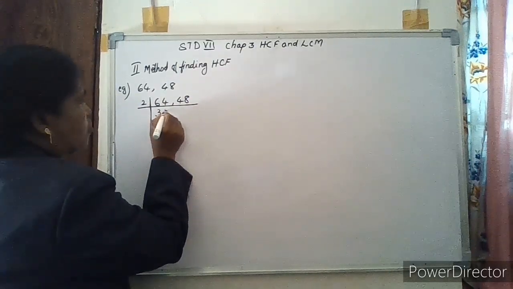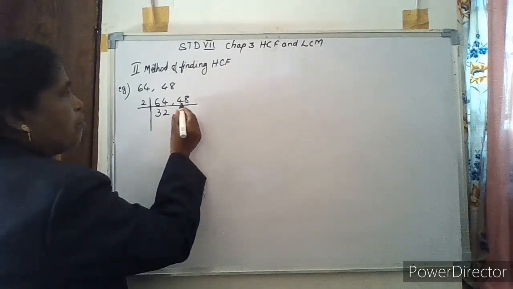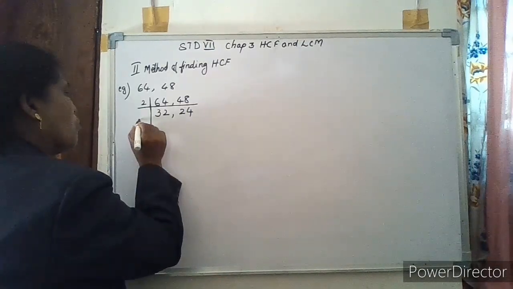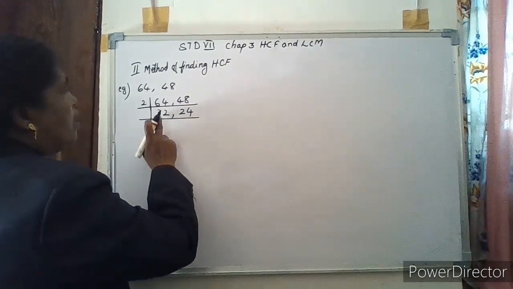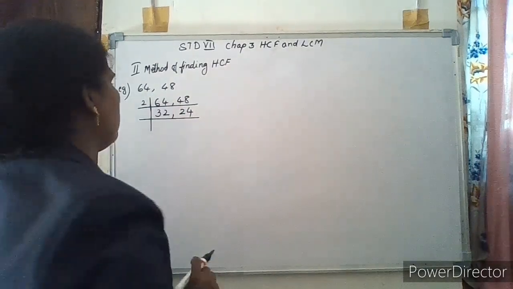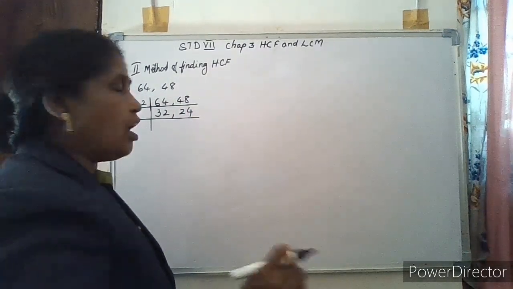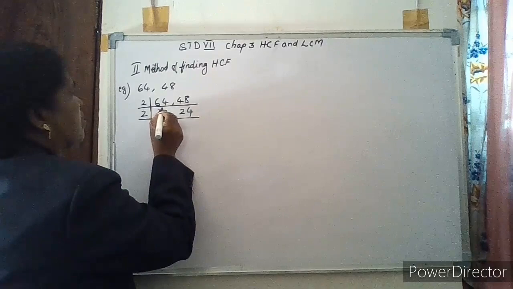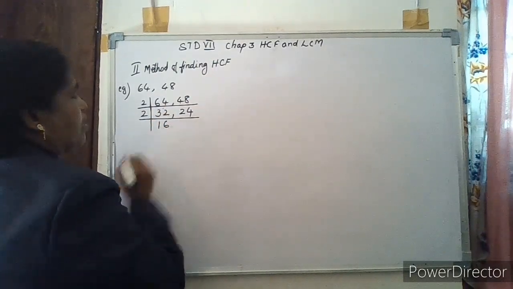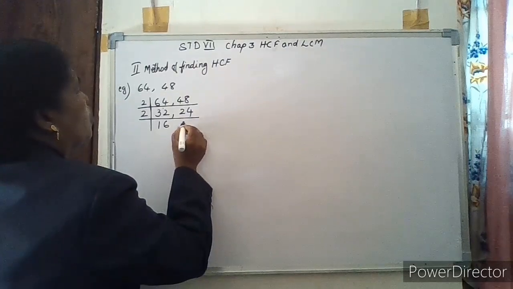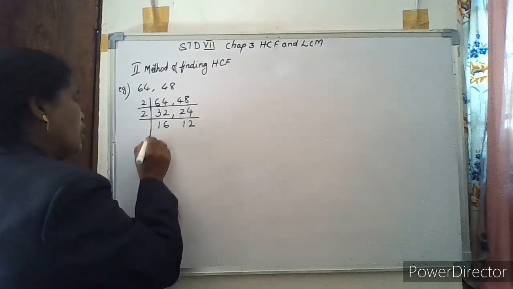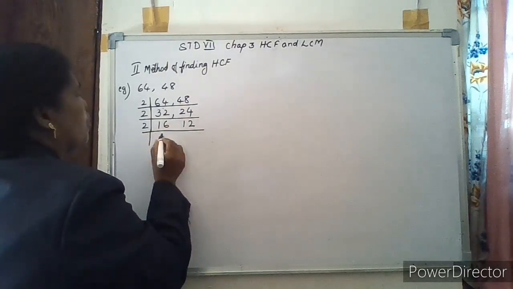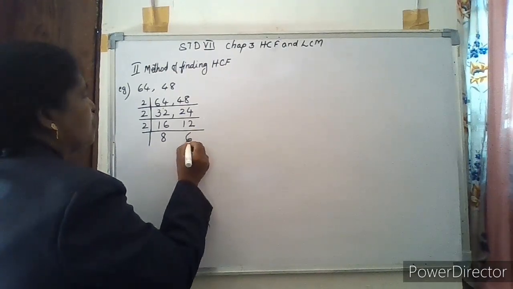So 2 3s are 6, 2 2s are 4, comma, 2 2s are 4, 2 4s are 8. Both are divisible. Now again put the line. Again 32 and 24 are even numbers. These two numbers are again divisible by 2. 2 ones carry 1, 2 6 is 12, 2 16 is 32, 2 12 is 24. Again 16 and 12 are divisible by 2. 2 8s are 16, 2 6s are 12.